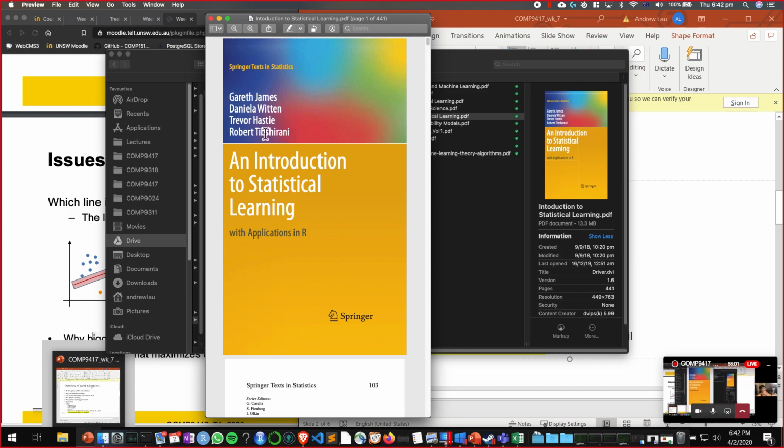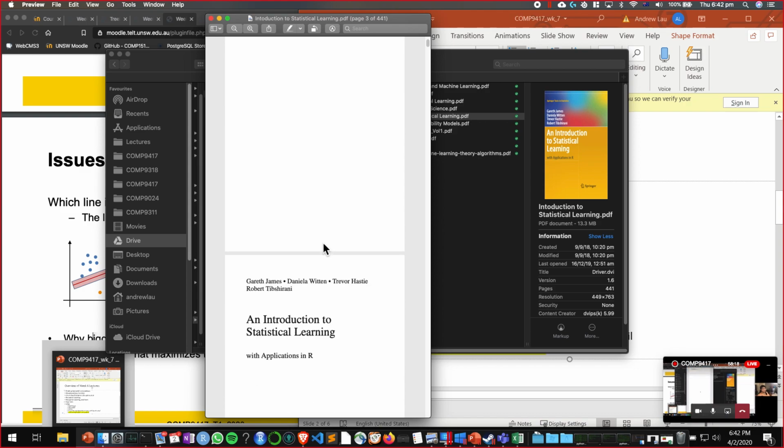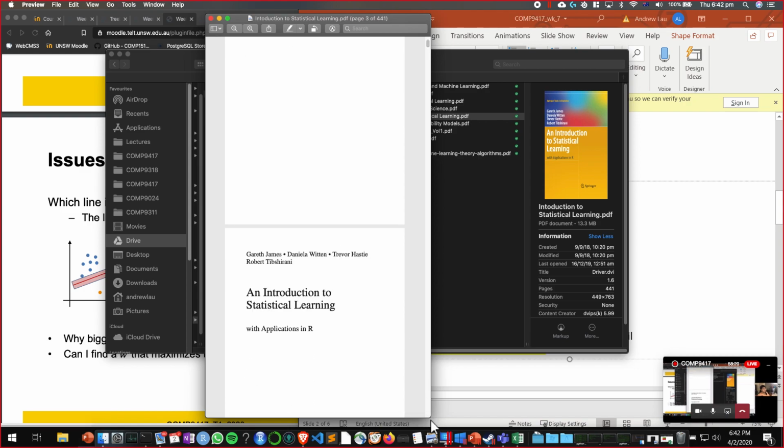So I can't say enough good things about this. Unfortunately, Trevor Hastie has passed away, but he's written quite a few packages in R, like the elastic net regression in R, which I believe he wrote. These are a bunch of Stanford professors. They're legends in the field. I highly recommend this book. I think it's one of the more famous machine learning textbooks.